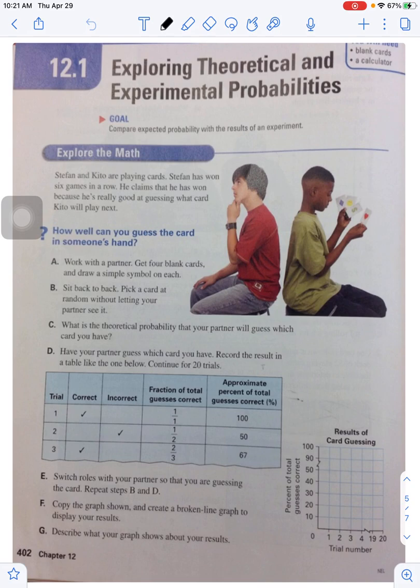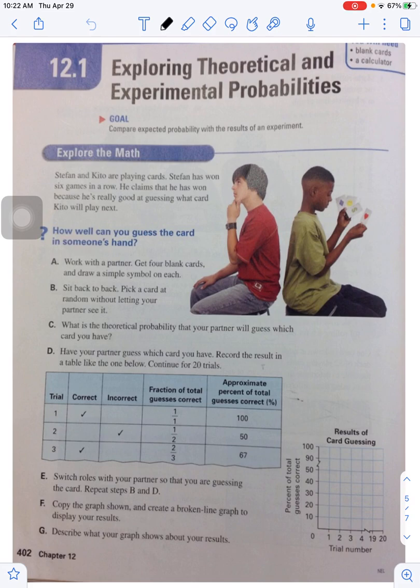So step B, and your partner or yourself is going to pick a card randomly. Okay, now you have to guess which one, without looking at it, guess which one they picked. And then look at it. And then you have to record, did you guess right or did you guess incorrectly?